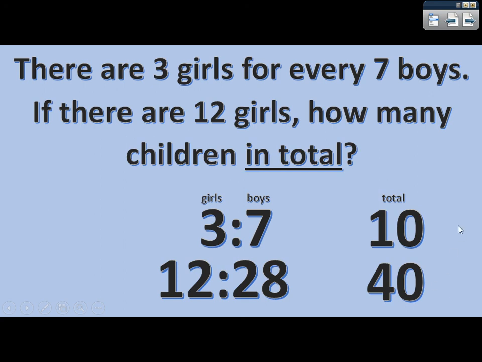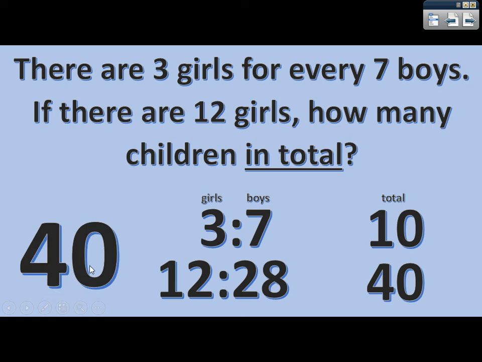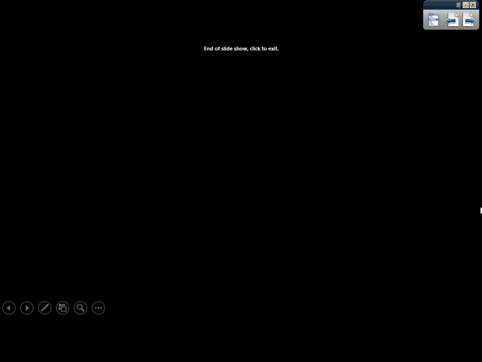40. So you've got to know what to give them. Do you want to give them the girl's number, the boy's number, the total number? You've got to read the question carefully to see what it's asking for, because it mixes it up. Could have asked for the boys, but it didn't. It asked for the total.